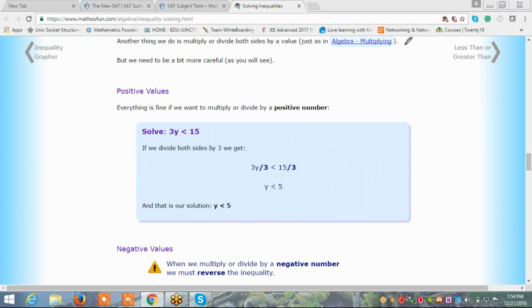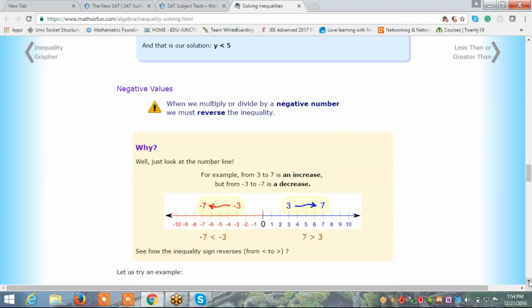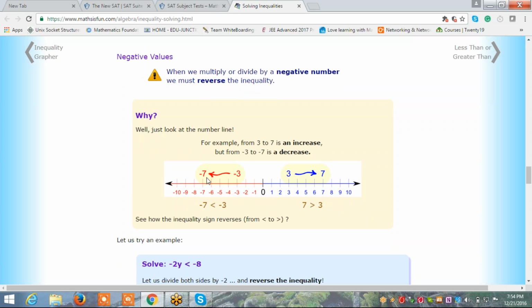I have more examples on negative numbers also. You see here, minus 7 to minus 3, 3 to 7. In an increase, if you go like this, it will happen. Minus 3 to minus 7. Minus 3 is a greater number compared to minus 7; minus 7 is the smaller number, going in this left hand direction. Any doubt in this part? Is it cleared?